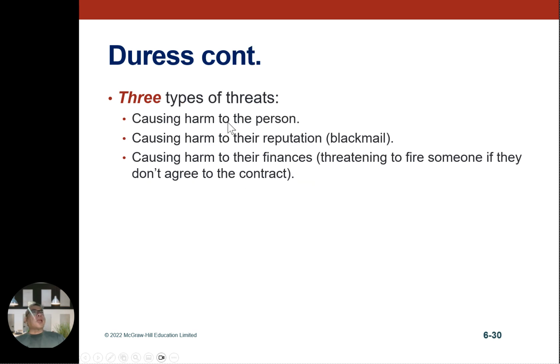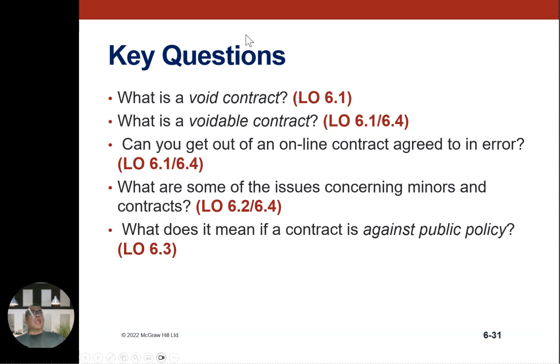Example: extreme duress. There are three types of threats: causing harm to the person, causing harm to their reputation, or blackmailing, and causing harm to their finances, such as threatening to fire someone if they don't agree to the contract. That's the key part. And then what are the key questions in this particular objective?